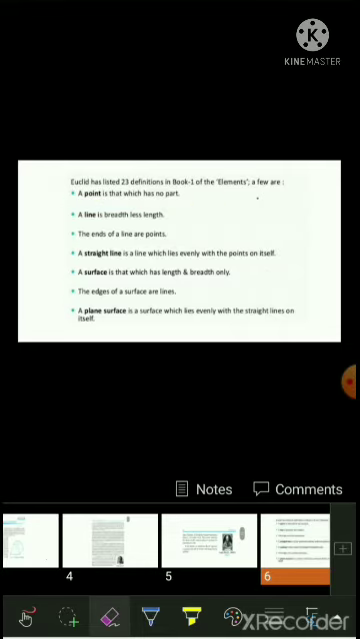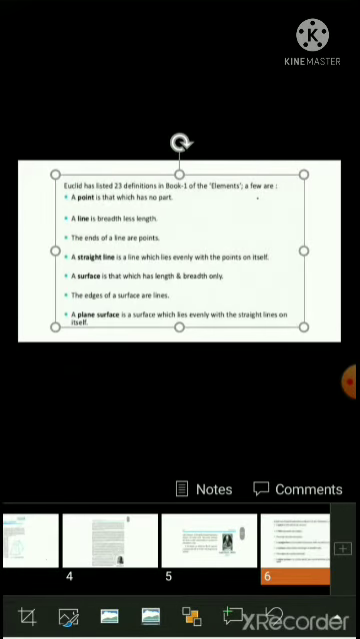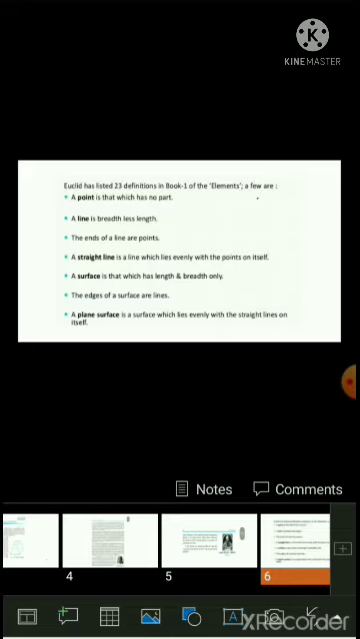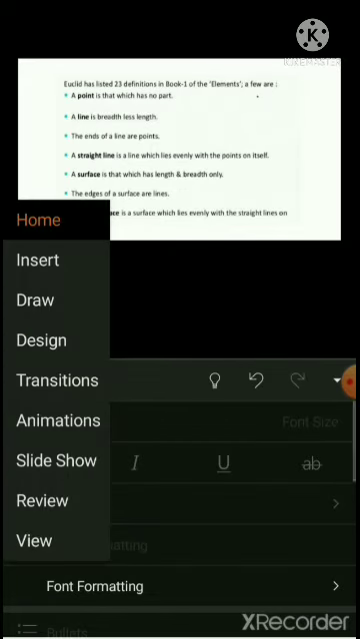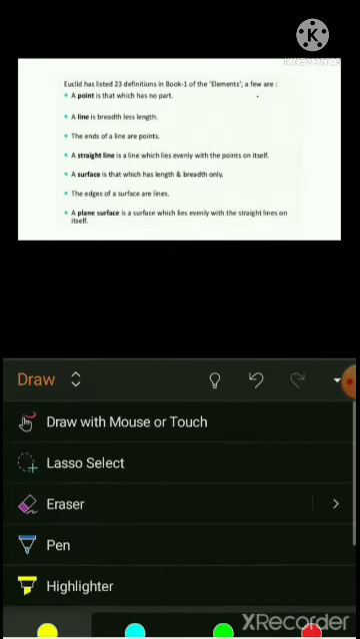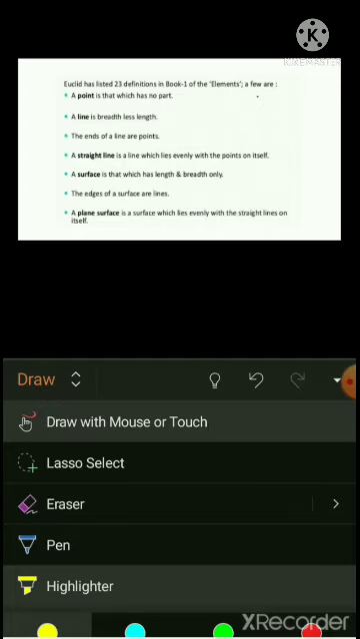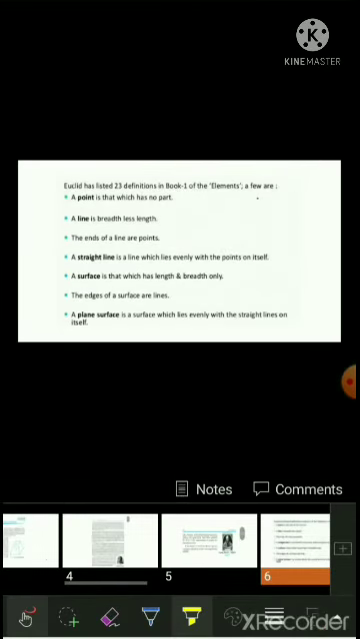Now the third one is: the ends of a line are points. Yes, in a line segment, the ends of the line mean from here to here, the length of the line.